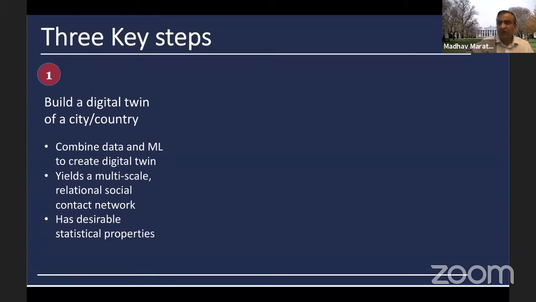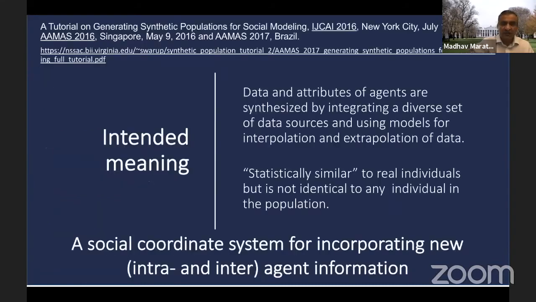So if you want to study how the disease is spreading in, say, Washington, DC or Charlottesville, then the first step is to build a digital twin of that city. And to do that, you combine various information that is thrown at you: census, roadways, building locations, travel diaries, and build out a digital representation of it. And what you get from this is a network. The intended meaning of this digital twin is that you have a representation of the city or the region that you're interested in that is statistically very similar to the region you want to study.